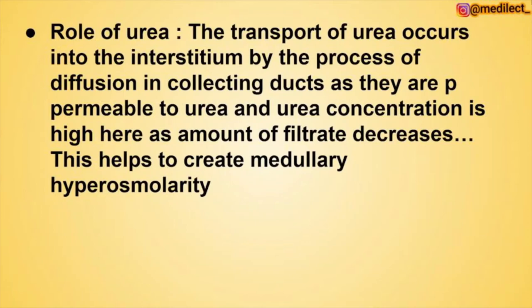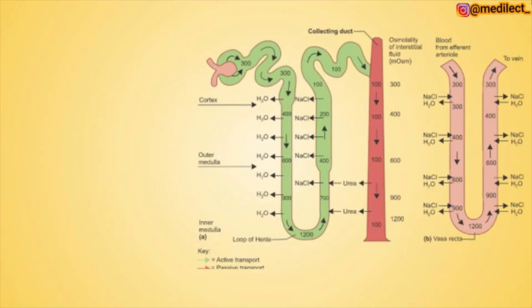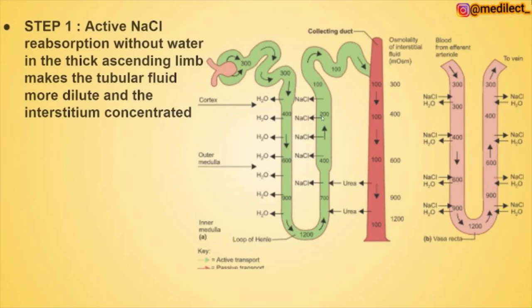Next is the most important topic, that is the steps involved in the countercurrent mechanism. The first step occurs over here in the thick ascending limb. Active NaCl reabsorption occurs without the water in the thick ascending limb. It makes the tubular fluid more dilute, and the interstitium concentrated.